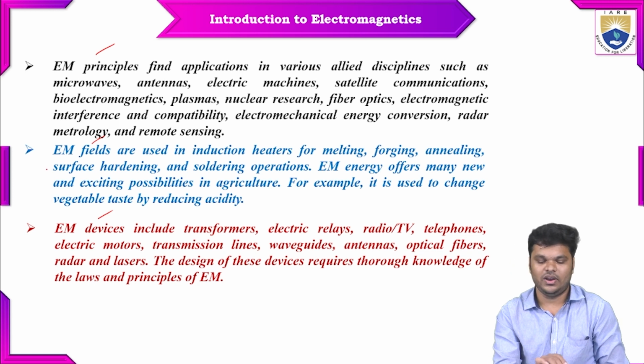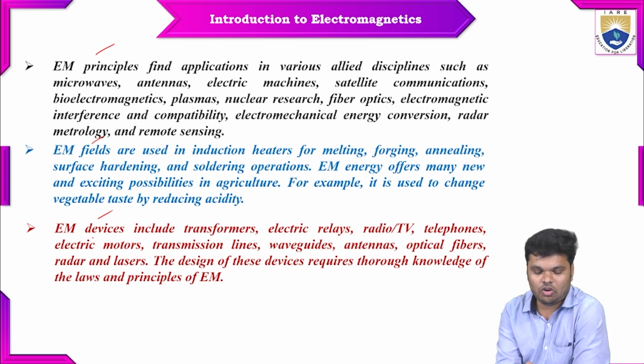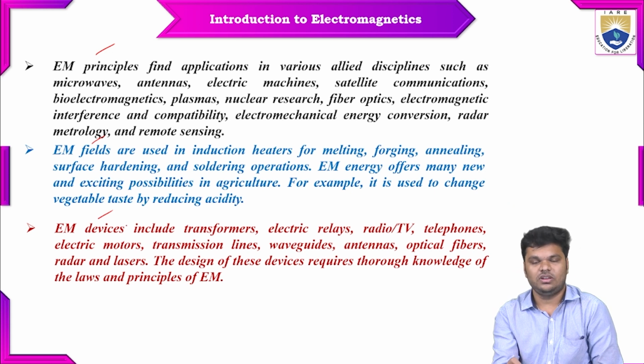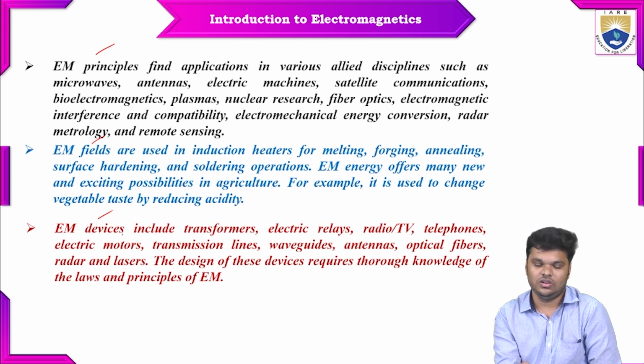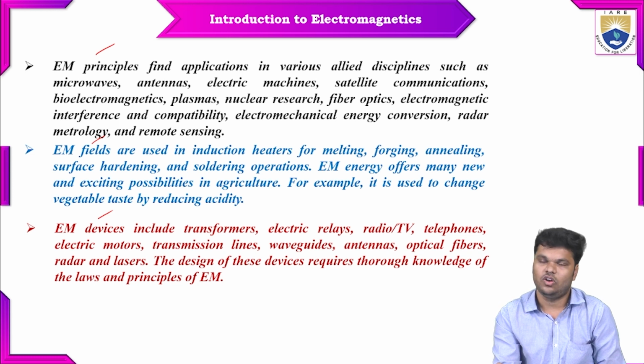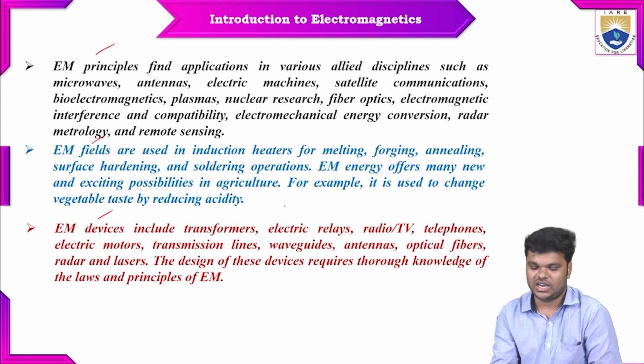Similarly, there are electromagnetic devices like transformers, electric relays, radio, TV, telephones, electric motors, transmission lines, waveguides, antennas, optical fibers, radars, and lasers. All these devices are called electromagnetic devices because they work on the principles of electromagnetic theory. Unless you study this course, electromagnetic theory, and transmission lines, you cannot design any of these devices. One must have thorough knowledge about the laws and principles of electromagnetics to design these kinds of devices.